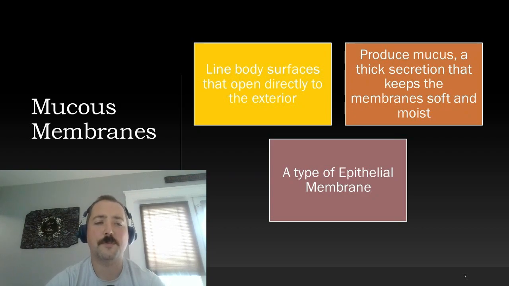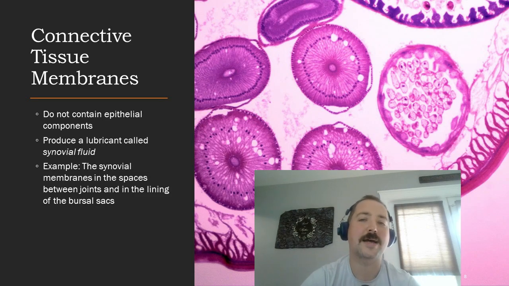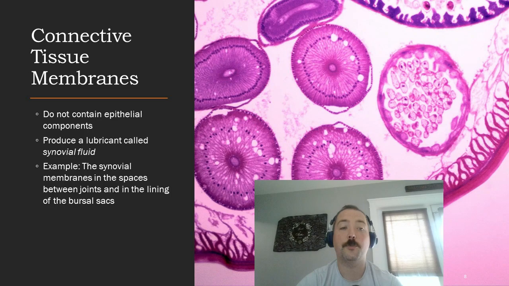These are typically produced by cuboidal or columnar cells and would line body surfaces that are open directly to the exterior, like your mouth. Mucus or secretions help protect the membranes from disease as well as keep them moist and intact. Like I said before, connective tissue membranes would primarily be found in the joints. Remember from the last series, joints are made of cartilage, that gristle-like connective tissue. These membranes produce a lubricant called synovial fluid, which helps our joints move easily and helps our bones move when we need to.